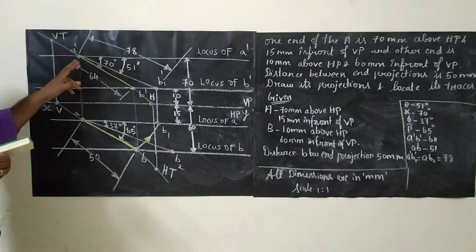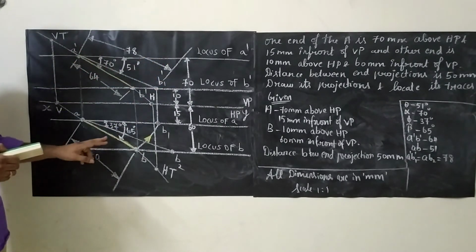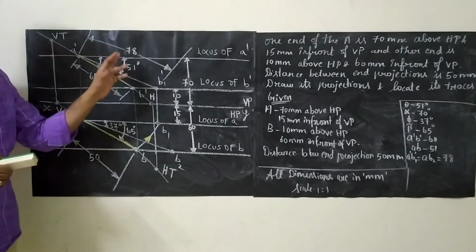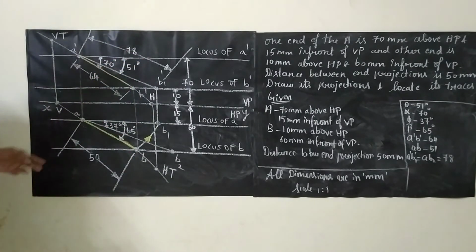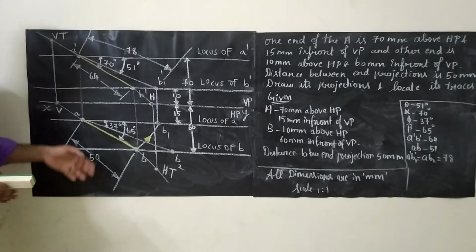I have just dimensioned A dash B dash front view and A dash B1 dash true length. No need to dimension the true length two times because both the lengths are the same, right? Then go for your top view. For the top view, also follow the same steps and try to dimension as I have shown here.